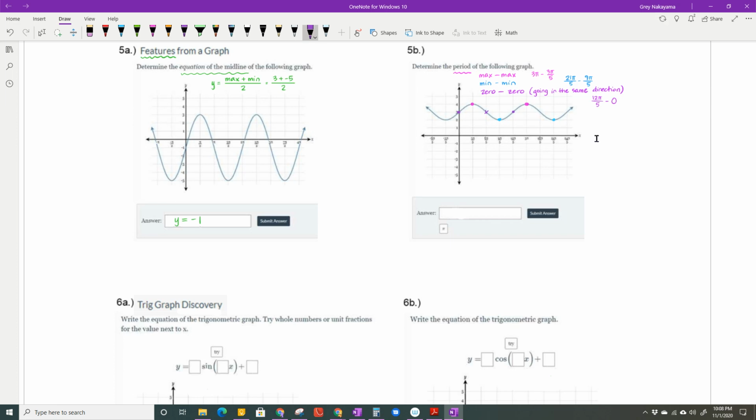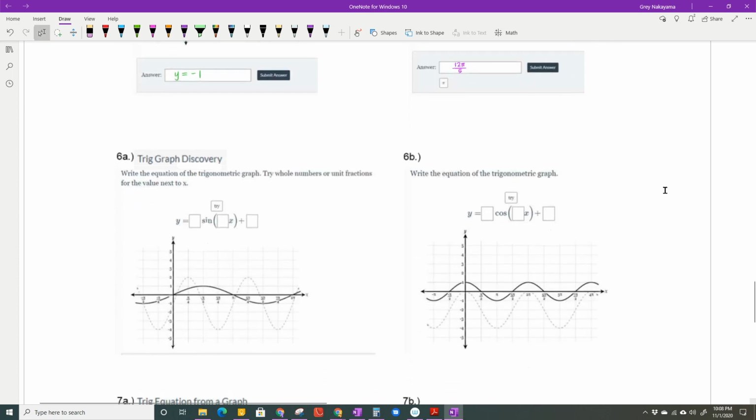I've done a lot of problems, and all of these start, because there aren't any phase shifts, they're either going to start at 0 or they're going to start at the max or min. So it's easiest to find it by subtracting 0. So if you figure out when this is a full period, you'll have your answer. So in this case, it's 12 pi over 5.